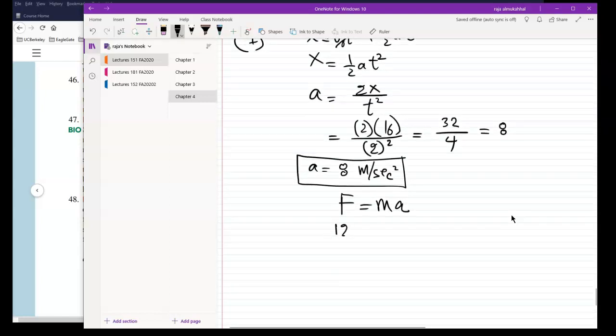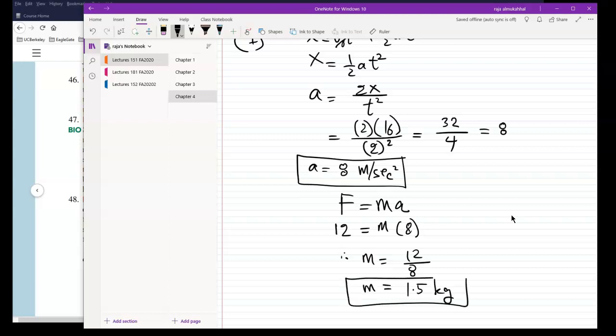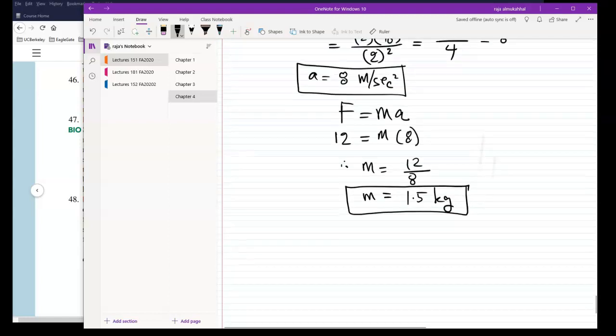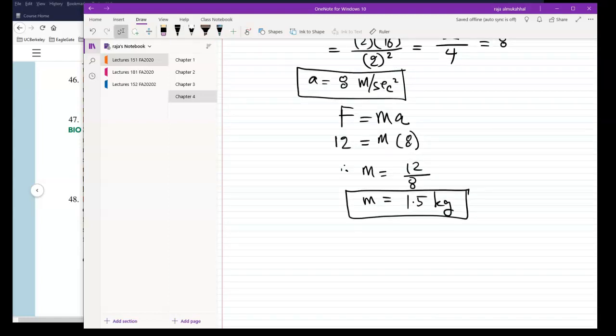So 12 equals the mass times 8. Therefore, the mass is 12 over 8, which is 1.5. There we go, I got the mass of the tool. That's why he gives me all that information for part 1. He doesn't tell me the mass, but you can find it with that. Isn't that nice? Okay. Part 2.